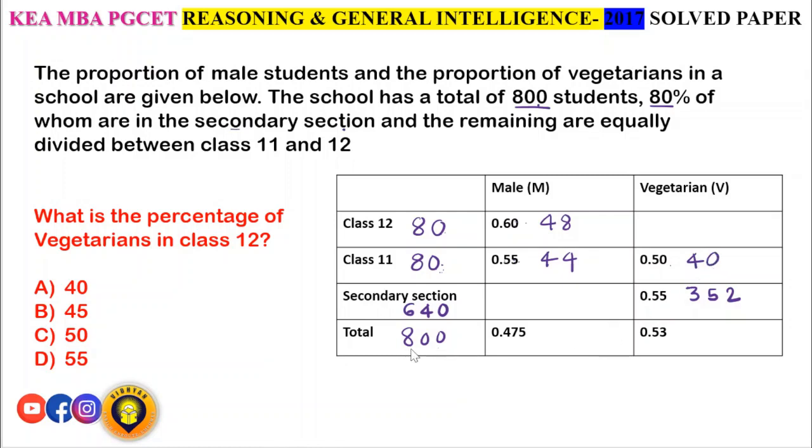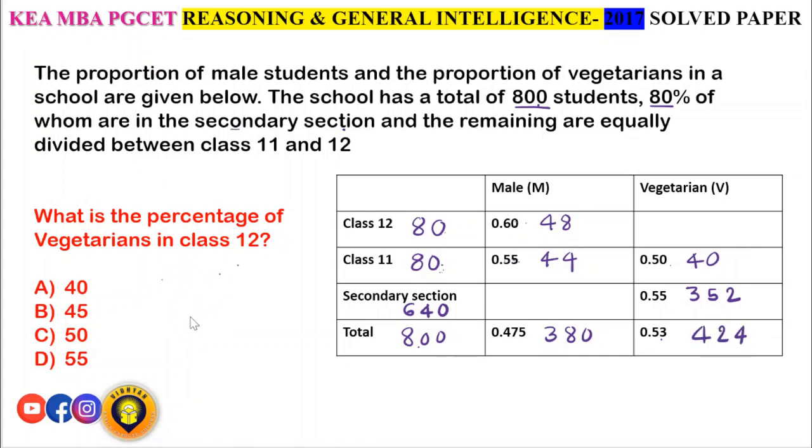Clear? Now again, out of total 800, 47.5% students are male. 47.5% of 800 will be how much? 47.5 into 8. 8 5s are 40, 7 8s are 56, plus 4 is 60, 8 4s are 32, plus 6 is 38. So 380 males are there. And 53% are vegetarians out of total students. 53% of 800, that is 53 into 8. 8 3s are 24, 8 5s are 40, 424. So 424 students are vegetarians.